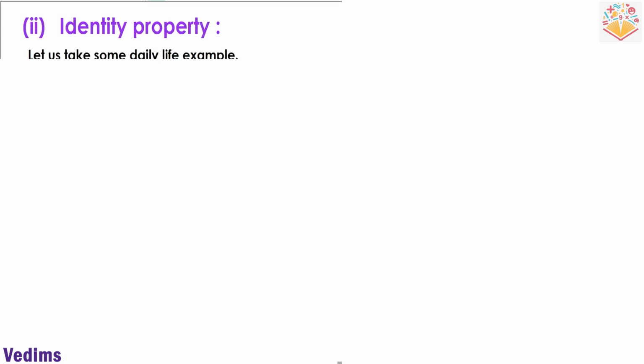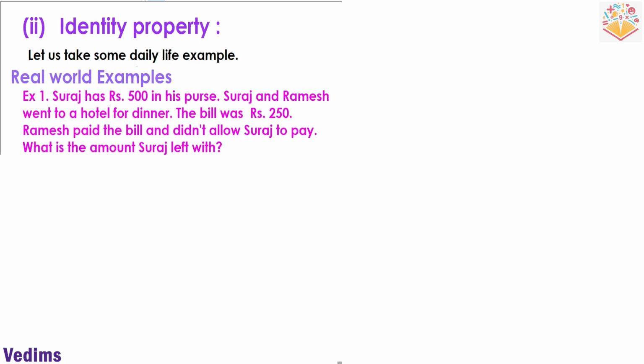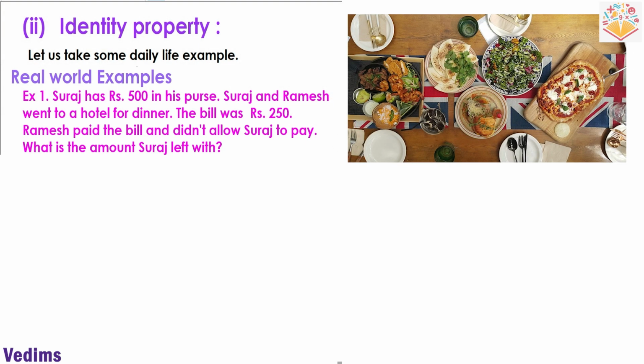Let us move on to the second property, identity property. Before you go for the definition of identity property, let us take once again some real world examples. Example 1. Suraj has rupees 500 in his purse. Suraj and Ramesh went to a hotel for dinner. The bill was rupees 250. Ramesh paid the bill and didn't allow Suraj to pay. What is the amount Suraj left with?